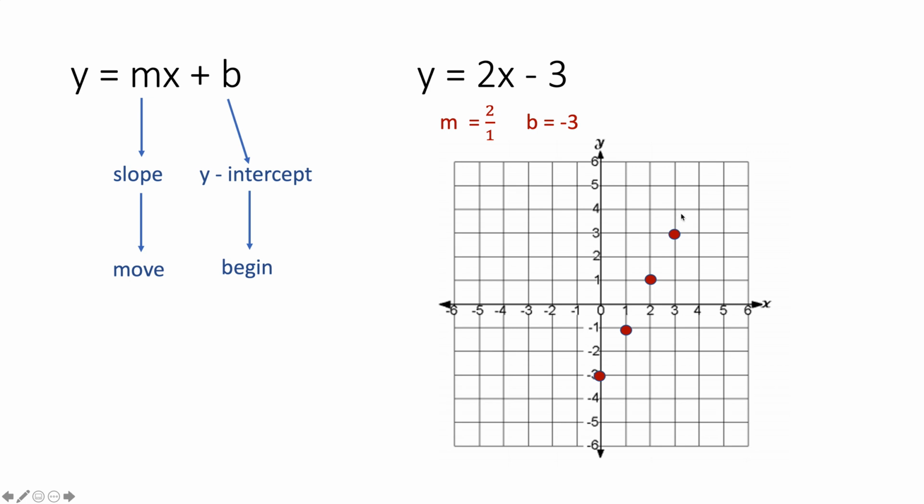And one more time, I'm going to go up 2 over 1. And then, just like before, I connect the dot. And voila, my graph is drawn. So it's a whole lot easier than actually making out a table.